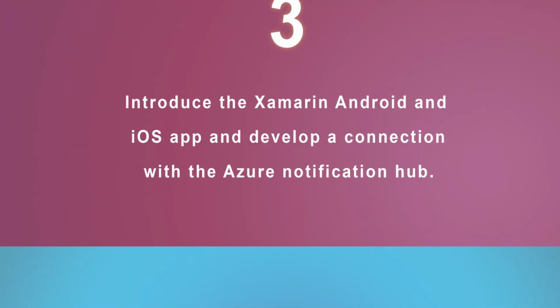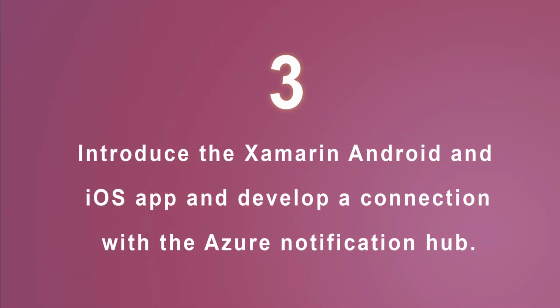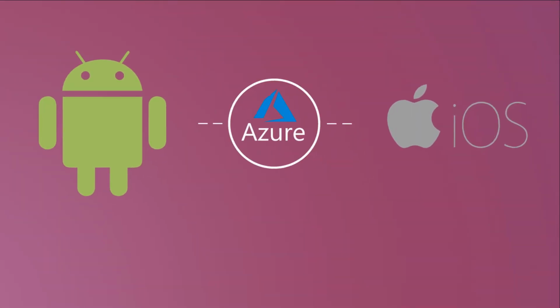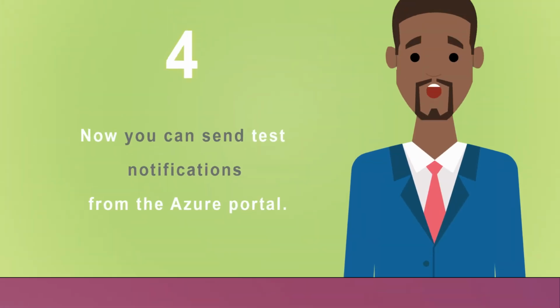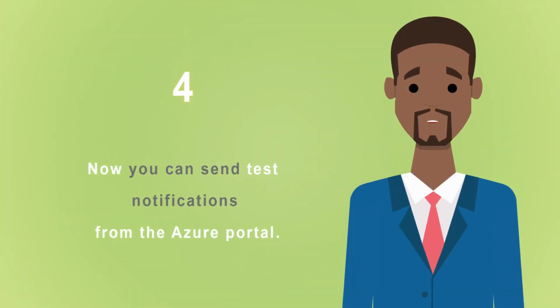3. Introduce the Xamarin Android and iOS app and develop a connection with the Azure Notification Hub. 4. Now you can send test notifications from the Azure portal.